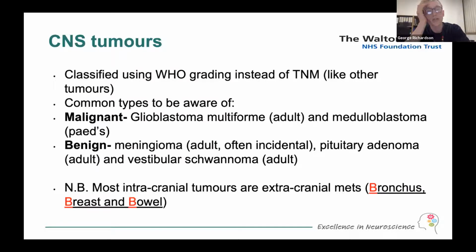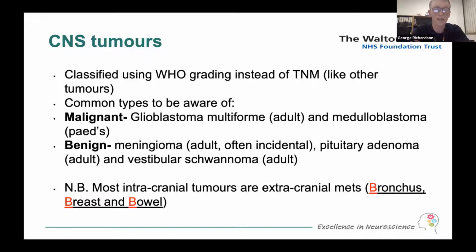So CNS tumours are not graded in the same way that many other tumours are graded. Instead, they use the WHO grading classification, which is a histological criteria as opposed to the TNM staging system. The common types to be aware of split up into malignant and benign. The most common malignant one is a glioblastoma multiforme, or a GBM, and that's more common in adults. And then in peds, they get medulloblastomas.